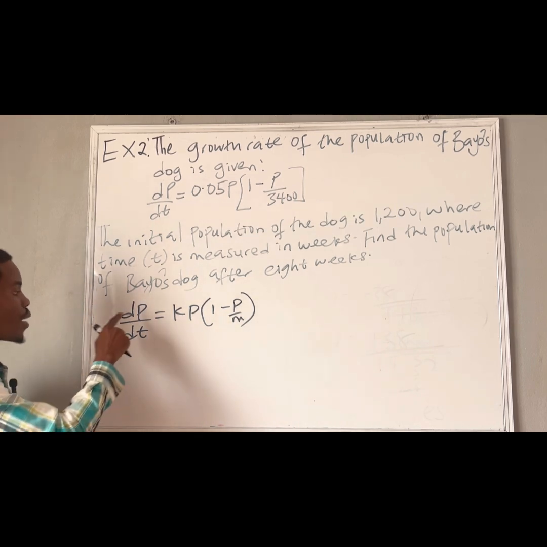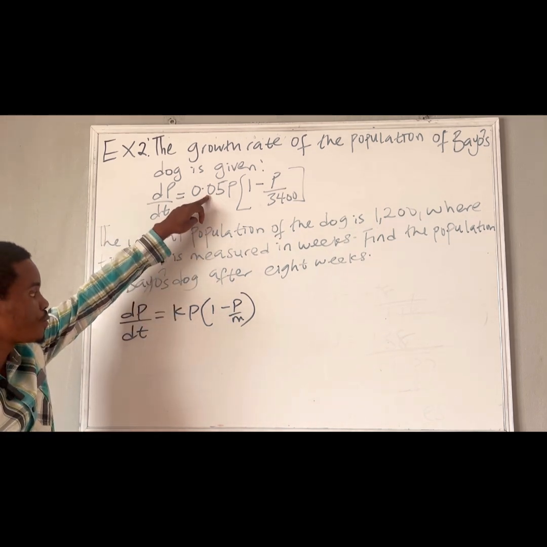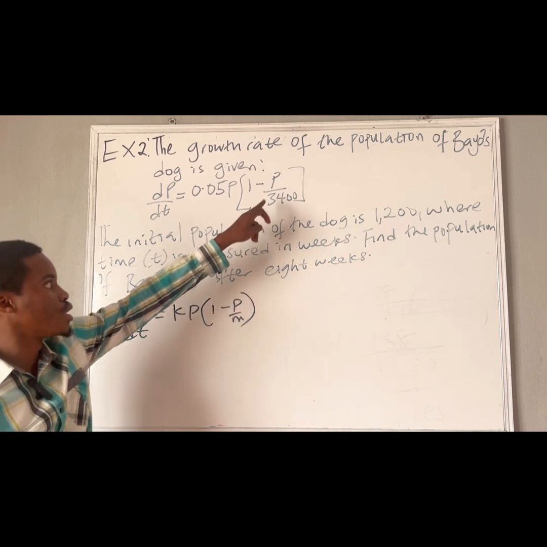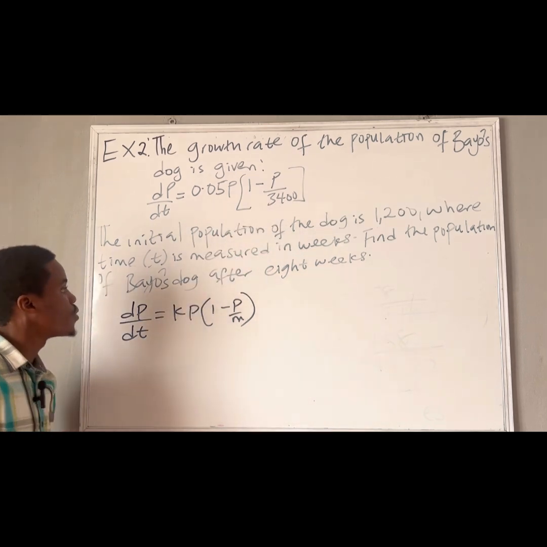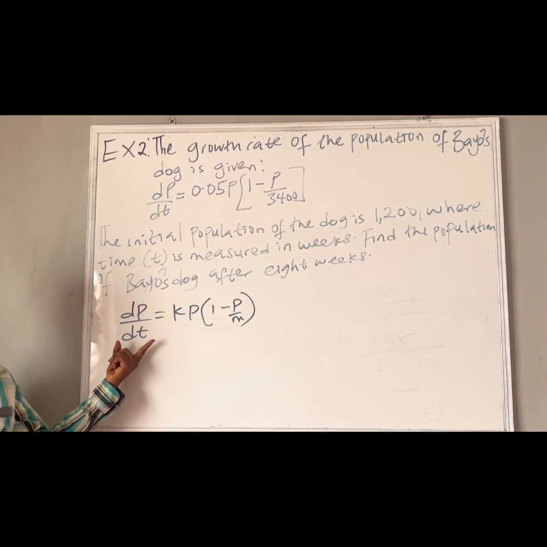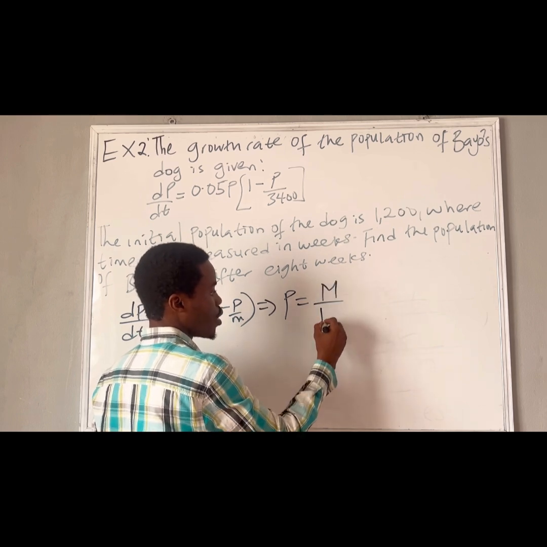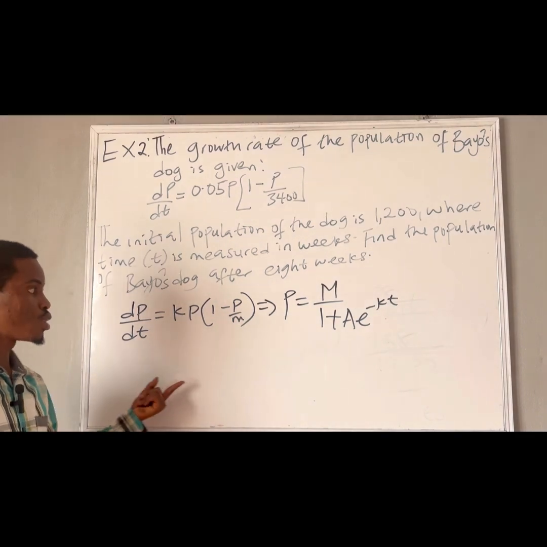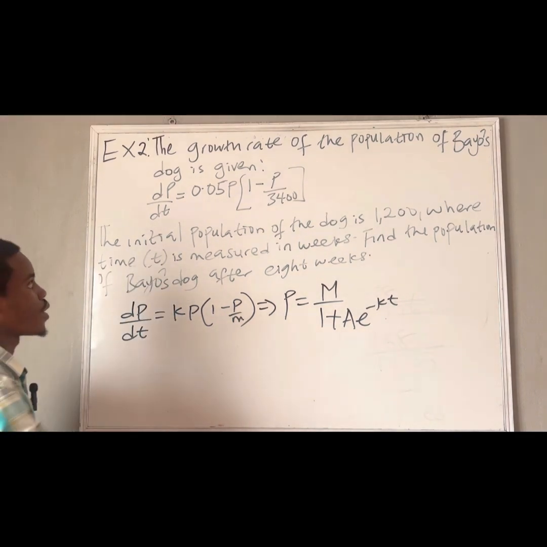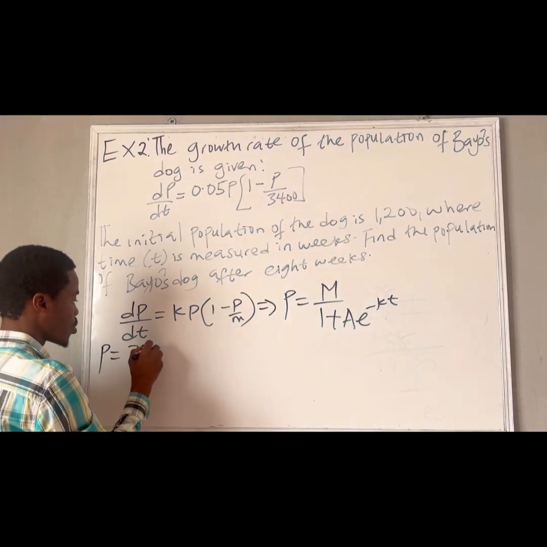In this case, our dP over dt is equivalent to this, our k as our growth rate is equivalent to this, then our P as population is this, then our M, the carrying capacity, is this. When we solve the logistic differential equation, we get the population P equals M over 1 plus A e to the minus kt. So our M is our carrying capacity, 3,400.